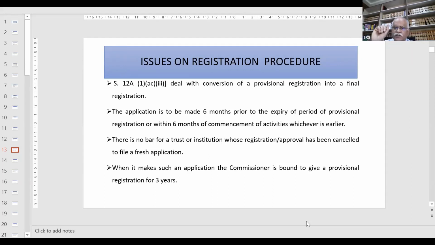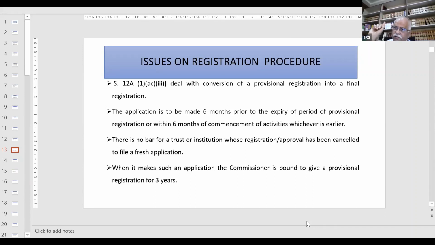So therefore, this period of limitation of 6 months can only be for those trusts which have been incorporated or formed recently. So you make an application as soon as you form the trust, because on that day you won't have commenced the activities. When you commence the activities, within 6 months from the commencement date, you have to make the application for conversion of the provisional registration to final registration, even though the period of 3 years has not expired.